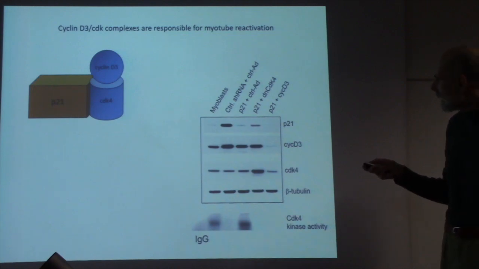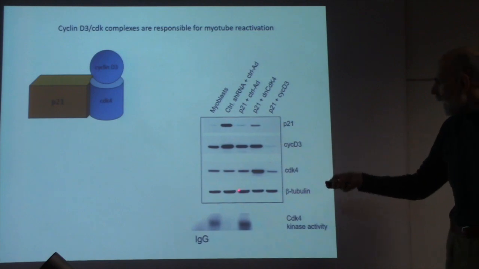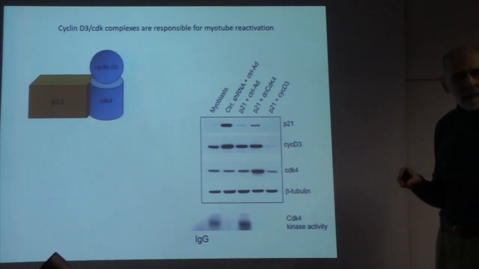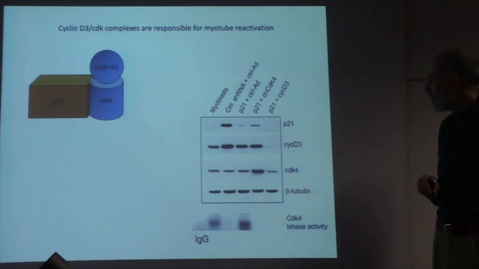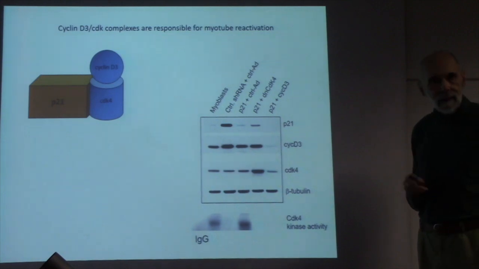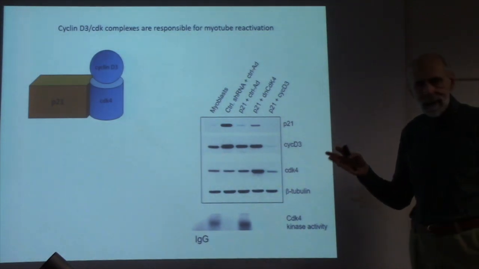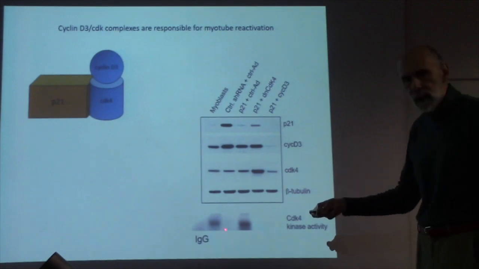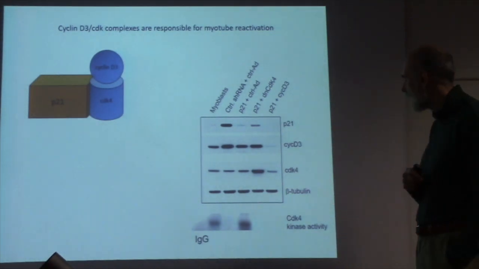suppress. So this is a control lane. They mock interfere with P21 and mock interfere with cyclin D3. But this is basically a negative control. The cells were not essentially altered, and indeed there was no kinase activity associated with CDK4.